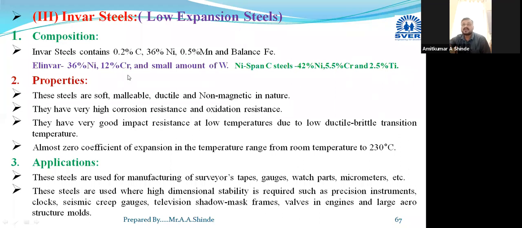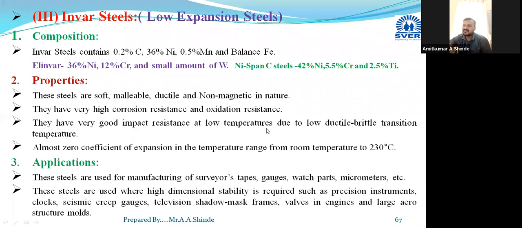Now related to the properties: as the carbon percentage is low, it comes in the low carbon steel category. It will be soft, malleable and ductile in nature, and it is non-magnetic. Due to the presence of nickel and chromium, they provide very high corrosion resistance and oxidation resistance. Oxidation resistance is improved by the chromium, which forms respective oxides. And they have very good impact resistance.